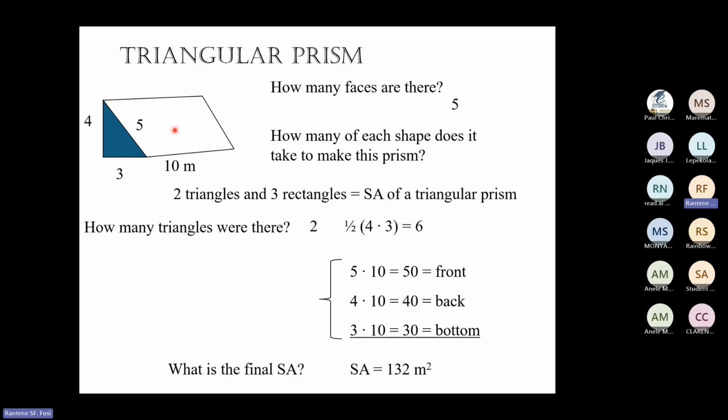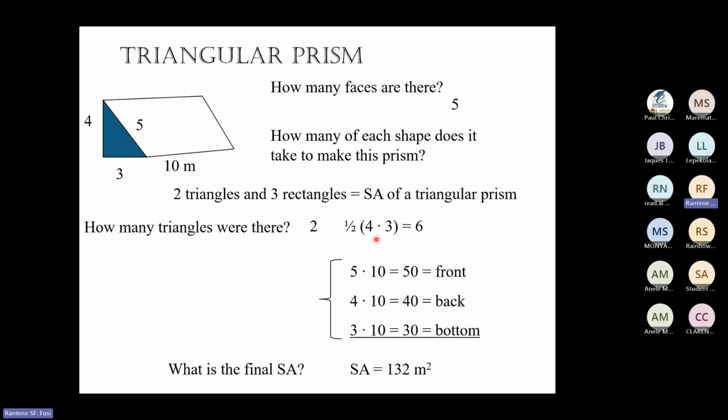The area is half multiplied by base multiplied by height. What is the base of this triangle? The base here is 3. The height is 4. So the area of a triangle is, remember, half base multiplied by height. In this case, what is the base? It is 3. The height is 4.